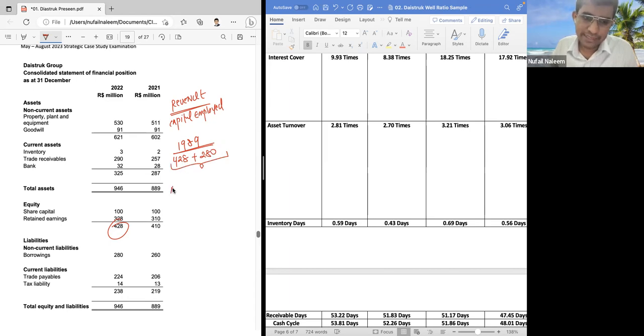Now see, asset equals equity plus debt. Equity is this, debt is this. So the total of these two is asset. So this total value is the capital employed, the asset value generating revenue. So that is in times, 2.81 times.